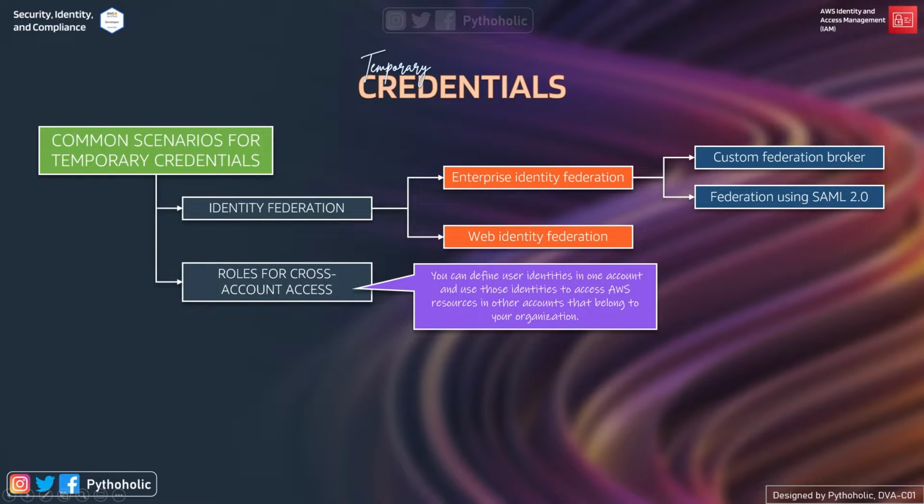Next up, we have roles for AWS account or cross-account access. For this, we can define user identities in one account and use those identities to access AWS resources in another account that belongs to your organization.